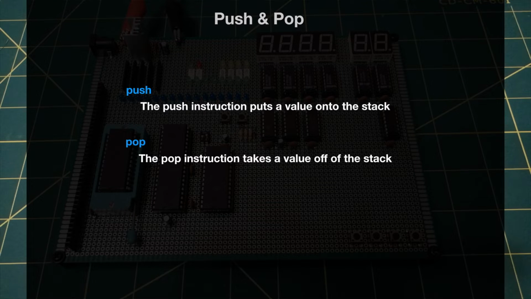We're going to look at a couple of new instructions that we haven't covered so far. They are the push instruction and the pop instruction. The push instruction puts a value onto the stack, and the pop instruction takes a value off of the stack. So it's that simple. Usually you're pushing the contents of some register onto the stack, and when you're popping them off, you're popping the value off the stack again back into some register that you've specified.